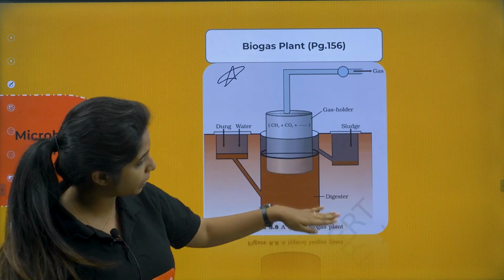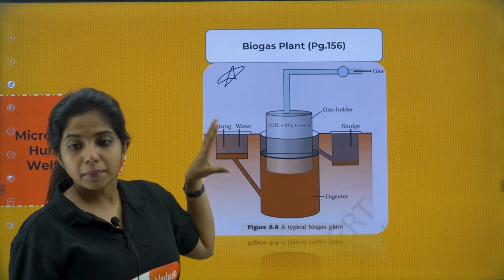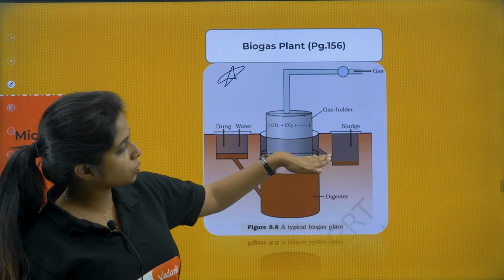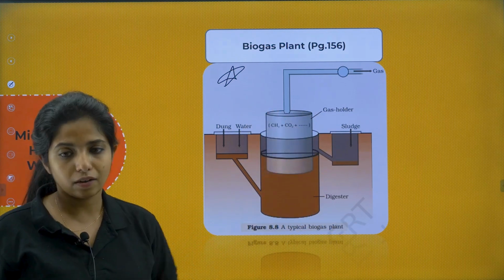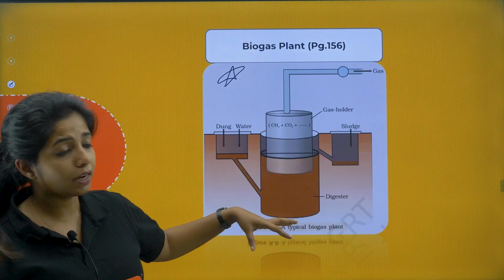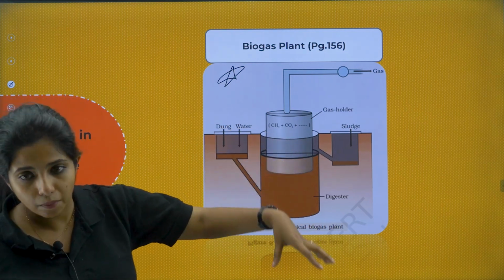Usually it is present at the lower level, not at this higher level, but in your NCERT it is given like this. This is being collected and can be used as fertilizers or manures for trees and plants. So this is a biogas plant. If you understand the concept, you will be able to remember it as well.